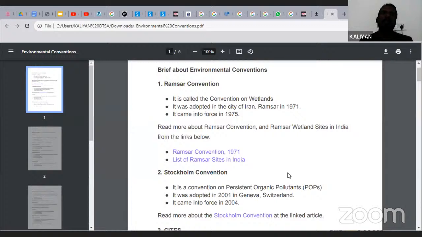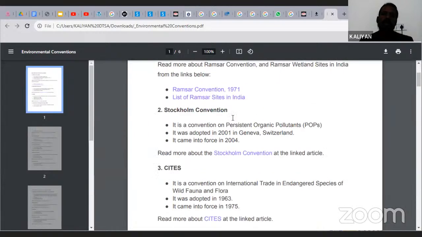So we need to memorize all the years, where each was adopted and when it came into force. This is the Ramsar Convention, 1971, Iran, and it came into force in 1975. And the Stockholm Convention is a convention on pesticides and persistent organic pollutants, adopted in 2001 in Geneva, Switzerland. It came into force in 2004. Before that, it happened in 1972, the UN Conference in Stockholm.